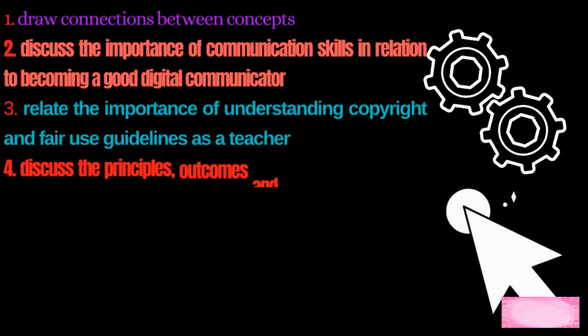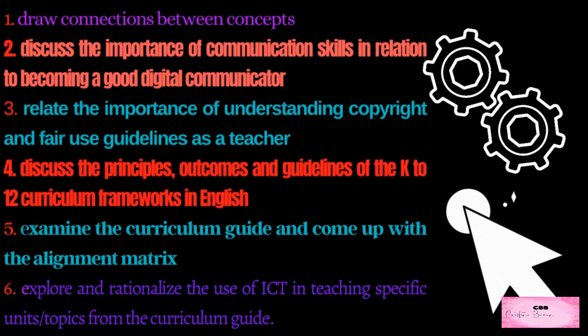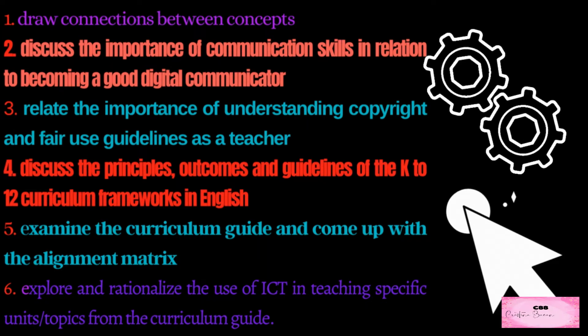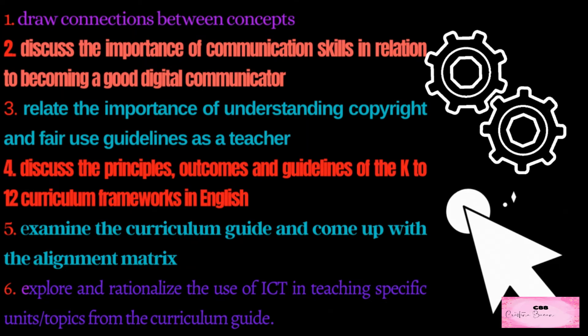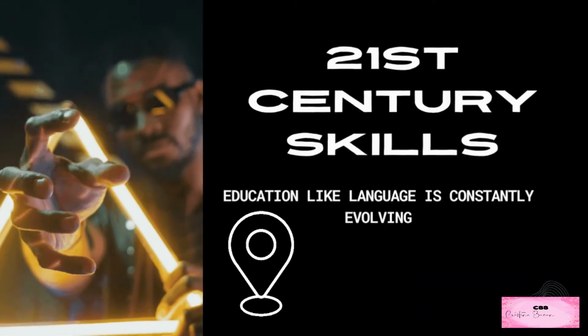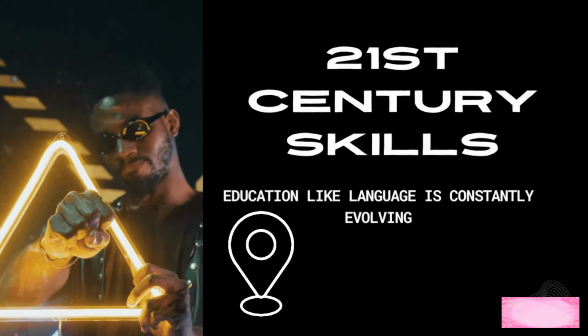It is expected that you will be able to draw connections between concepts, discuss the importance of communication skills in relation to becoming a good digital communicator, relate the importance of understanding copyright and fair use guidelines as a teacher, discuss the principles, outcomes, and guidelines of the K-12 curriculum frameworks in English, examine the curriculum guide and come up with the alignment matrix, explore and rationalize the use of ICT in teaching specific units or topics from the curriculum guide.